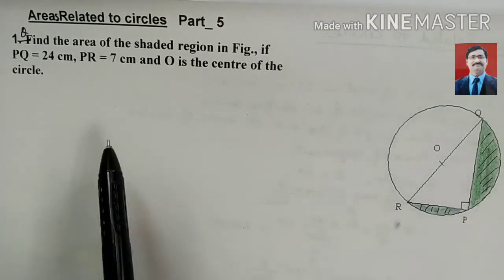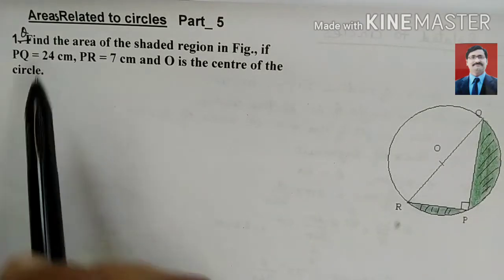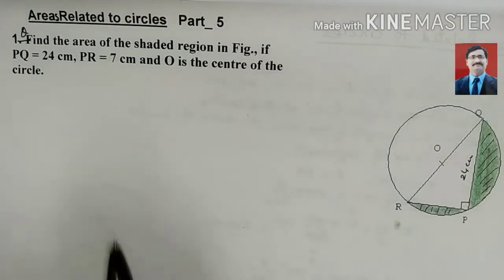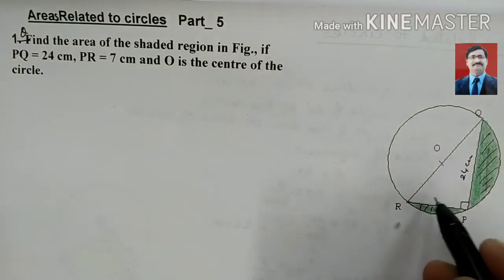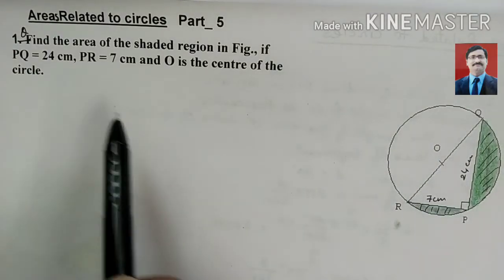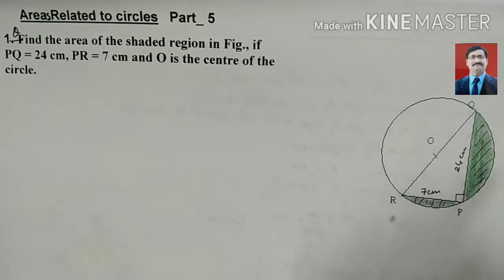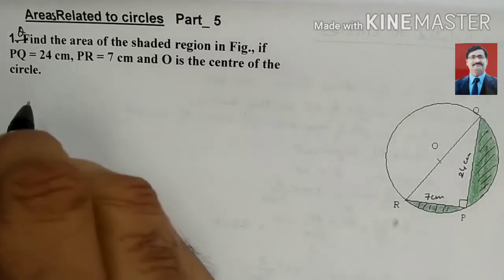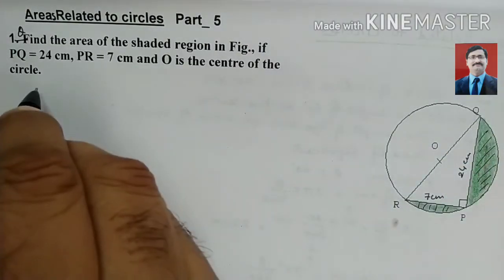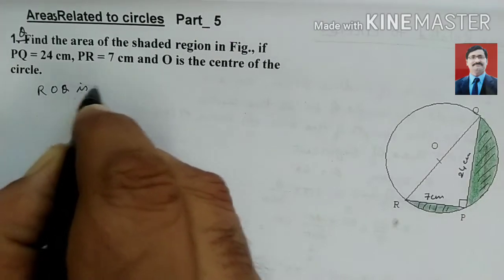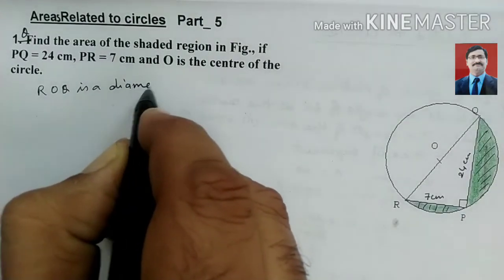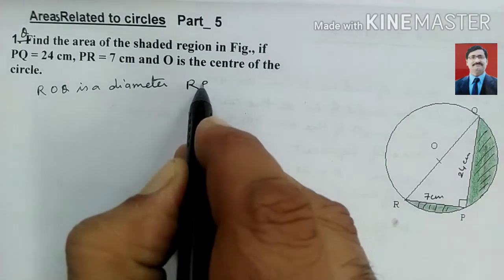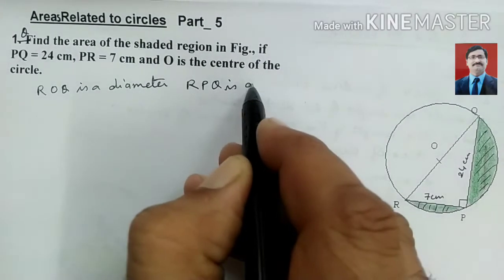Do you all understand this? Now here PQ is 24 centimeter, and PR is 7 centimeter. ROQ is a diameter, and O is the center, so we can write that ROQ is a diameter. Diameter means we can say that RPQ is a semicircle.